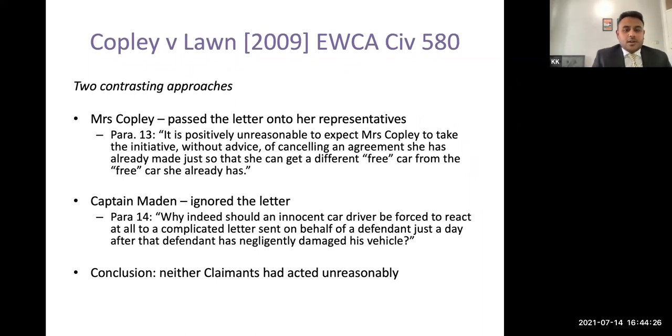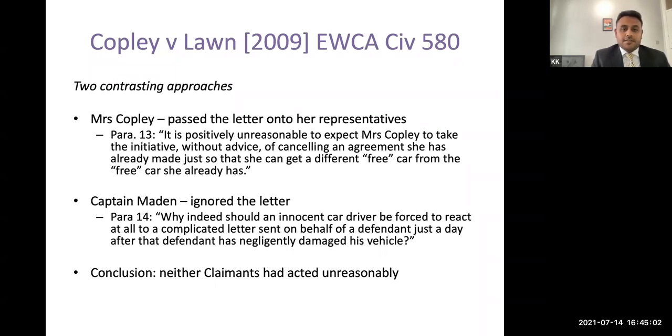In the case of Captain Maiden, the court also said something in a similar vein, in that why indeed should an innocent car driver be forced to react at all to a complicated letter sent on behalf of a defendant just a day after that defendant has negligently damaged the vehicle? What we can see, of course, from those two particular paragraphs of the judgment is the sympathetic approach taken towards claimants, because they ultimately have sustained a loss.